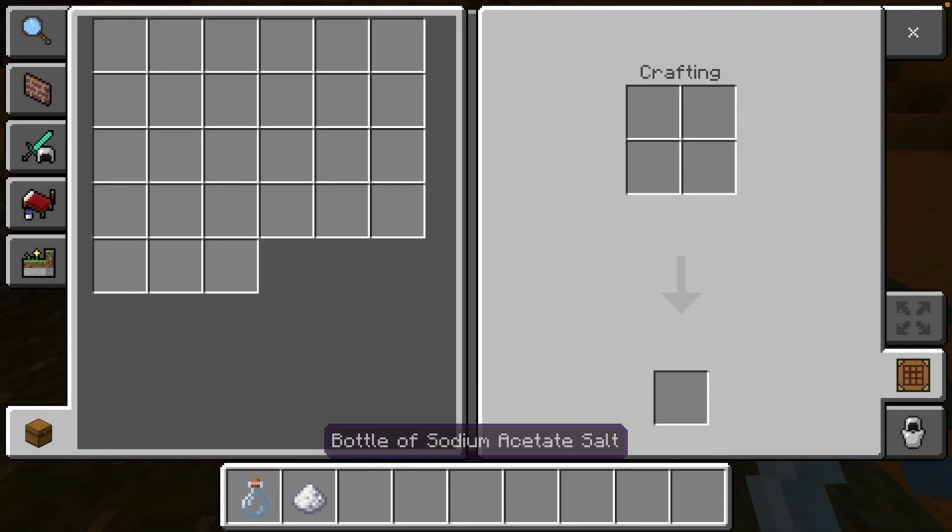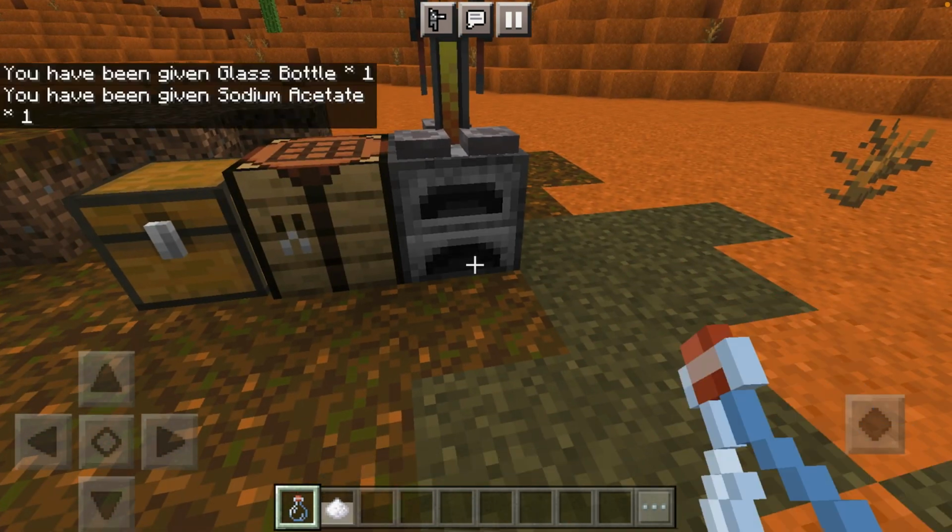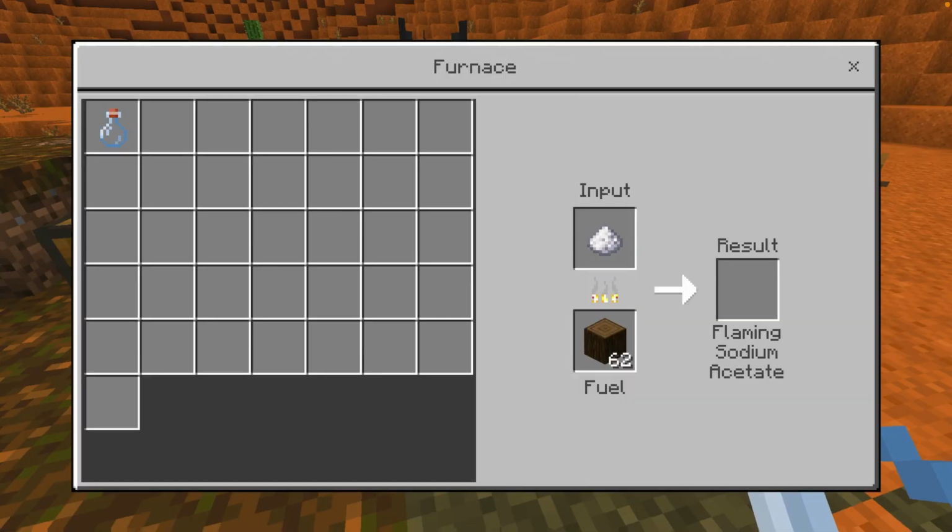Oh yeah, I also forgot to mention that you can craft the two items to get the salt bottle. Yeah, that's a neat little feature. And yes, you can also do flame tests with these things.